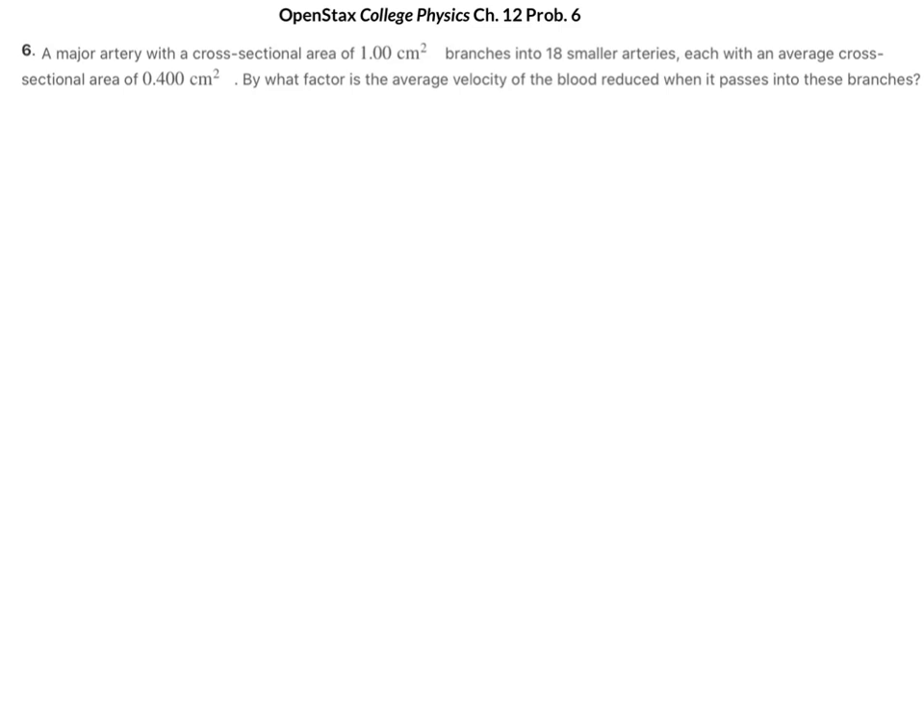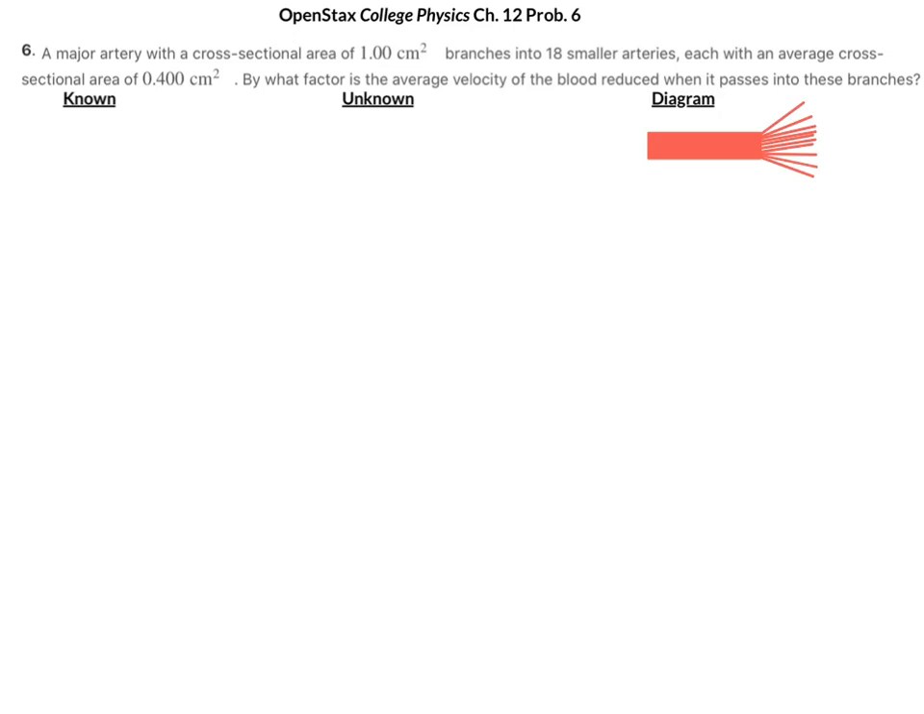Let's look at OpenStax College Physics, Chapter 12, Problem 6. A major artery with a cross-sectional area of 1 square centimeter branches into 18 smaller arteries, each with an average cross-sectional area of 0.4 centimeters squared. By what factor is the average velocity of the blood reduced when it passes into these branches?